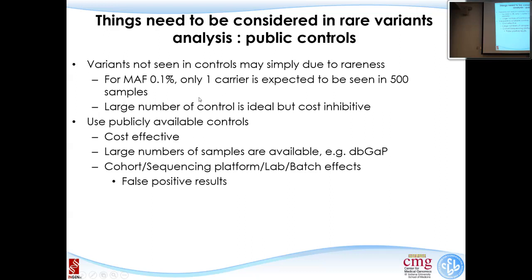So that's the reason you can use publicly available controls, like the ones you can download from dbGaP. I don't remember exactly right now, but there are actually tens of thousands of people with whole genome or whole exome sequence you can download from dbGaP, then use them as the external control. But those data may be from different diseases, so you have a cohort effect. They were sequenced on different platforms, in different labs, so from different batches. You have to adjust these effects, otherwise you will get false positives.